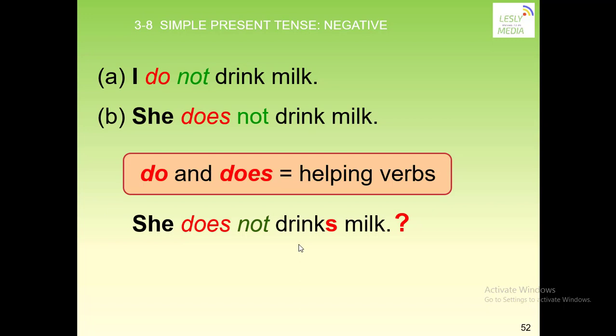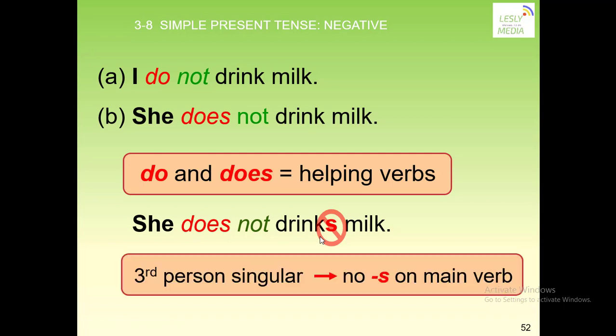Okay, the answer is incorrect. Why? Because there is does there. Ada does di sana. So if you already used does, you do not need to put s on the verb. At the end of the verb, you do not need s if the subject is he, she, it. Because why? Because there is does. Karena sudah ada does, jadi tidak perlu lagi ditambahkan s. Okay, next. Third singular person, there is no s on the main verb. Ini jadi tidak ada tambahan s di kata kerja di verb one-nya.